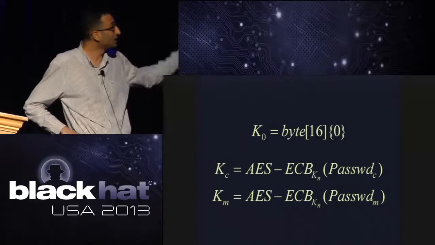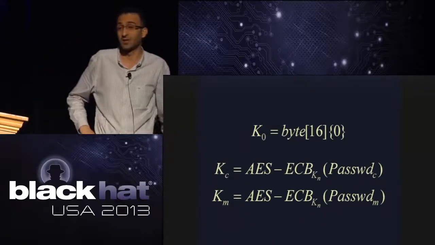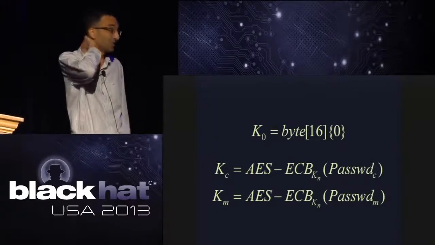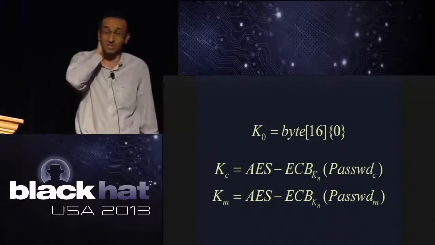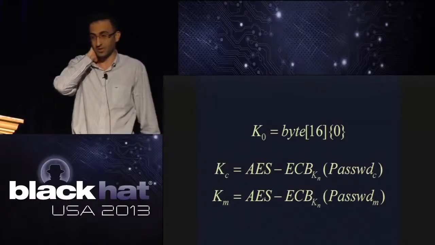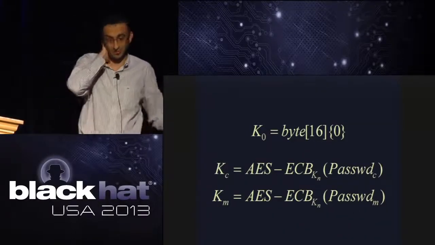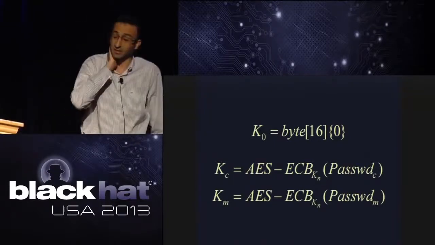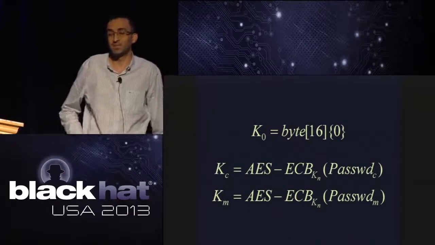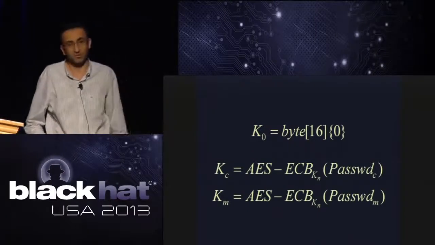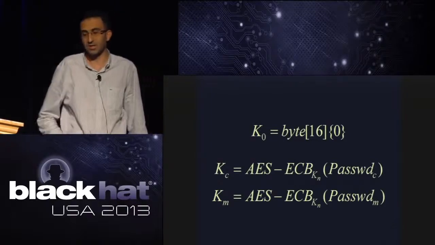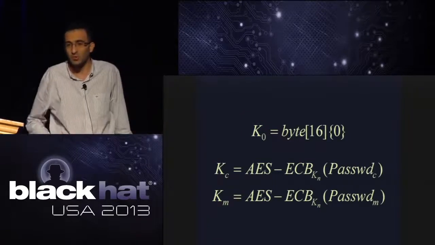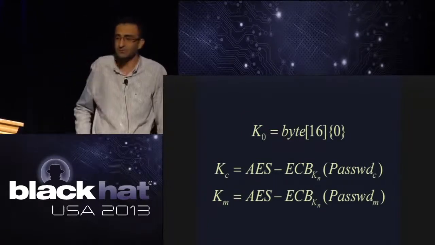So we found out that the temporary key is actually a byte array of zeros. And the two key derivation functions, one for Kc, the encryption key, is just AES encryption in ECB mode with a password embedded into the firmware. And the key Km, which is the matching key, is again the same ECB mode operation with a different password embedded into the firmware. Okay, these are the two pieces of information required to build that first packet.